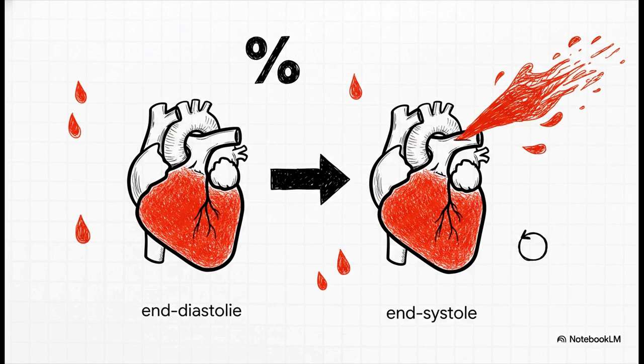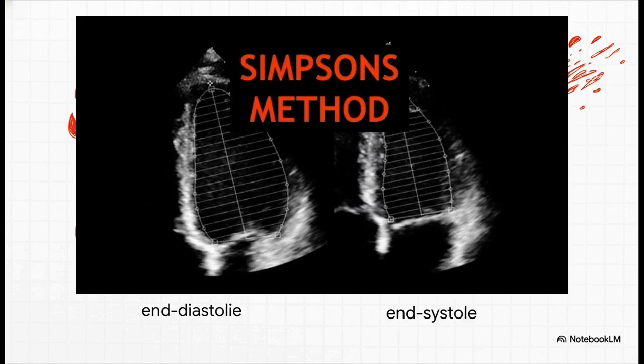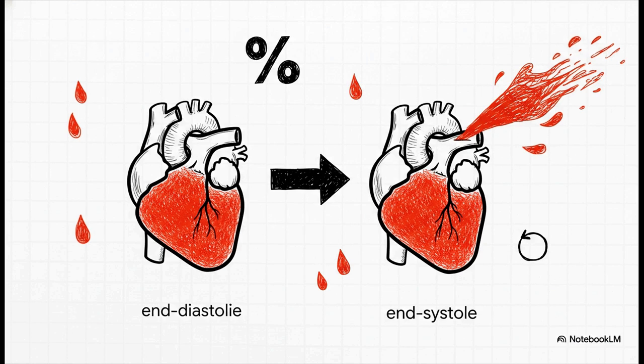And that, of course, brings us to the most famous player in the game, the ejection fraction, or EF. This is the big one. It's the cornerstone of how we assess global systolic function. EF is all about volume. It tells you what percentage of blood in the left ventricle gets pumped out with every single beat. Now, it can be influenced by things like preload and afterload, but it's still the most widely understood and clinically important measure of the heart's pump.